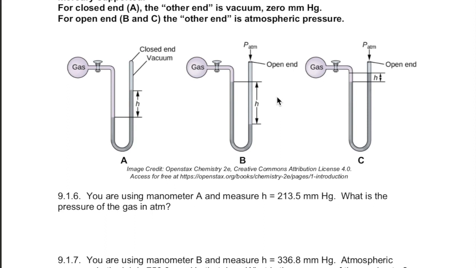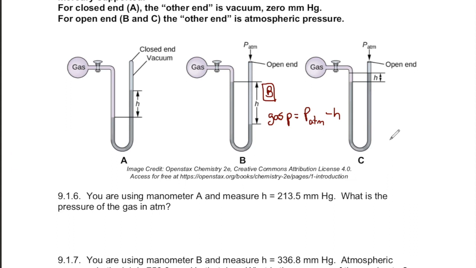All right, let's take a look at these diagrams before I have to scroll down. So here the atmospheric pressure is beating the gas pressure. So the atmospheric pressure is larger than the gas pressure by this value of h. So for manometer B, the gas pressure is the atmospheric pressure minus this height. It's less than the atmospheric pressure by this height over here.